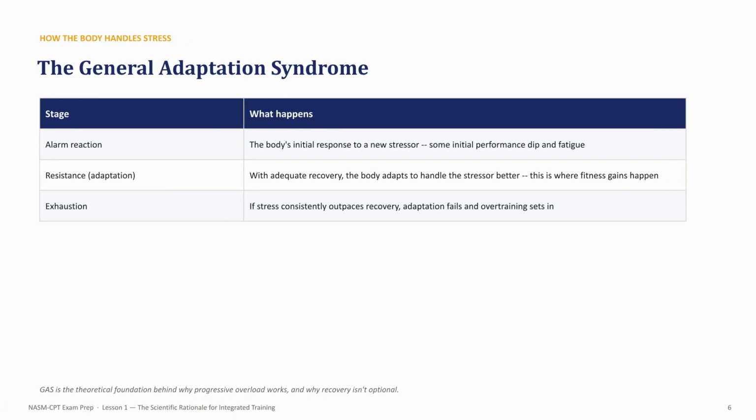Let's look at how the body actually handles stress. This is the General Adaptation Syndrome, or GAS, and it has 3 stages. Stage 1, the alarm reaction. This is the body's initial response to a new stressor. You'll typically see some initial performance dip and some fatigue. Stage 2, resistance, or adaptation. With adequate recovery, the body adapts to handle that stressor better. This is where fitness gains actually happen. And stage 3, exhaustion. If stress consistently outpaces recovery, adaptation fails and overtraining sets in.